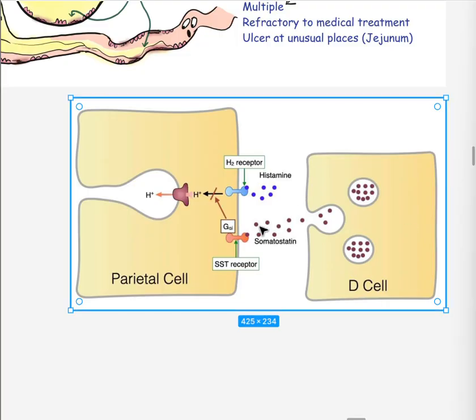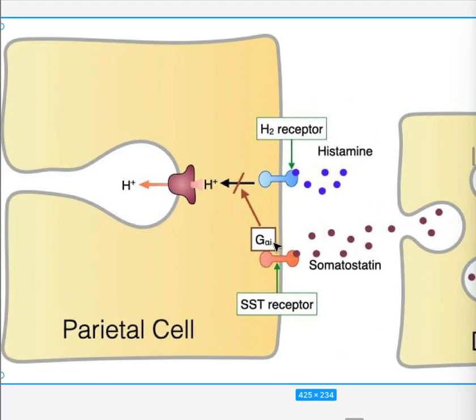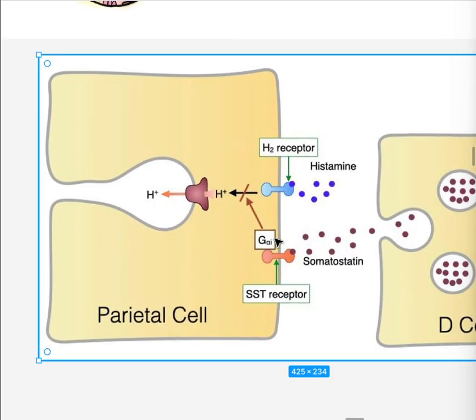Now, somatostatin is released from the D cells. It binds to another receptor called the SST receptor on the parietal cells. The receptor on the parietal cell is coupled to the Gi protein. This Gi protein inhibits adenylate cyclase and reduces cAMP. Because histamine requires cAMP to stimulate acid secretion, decreasing the cAMP through the SST receptor, which is coupled to the Gi protein, leads to decreased acid secretion. So acid secretion is decreased.